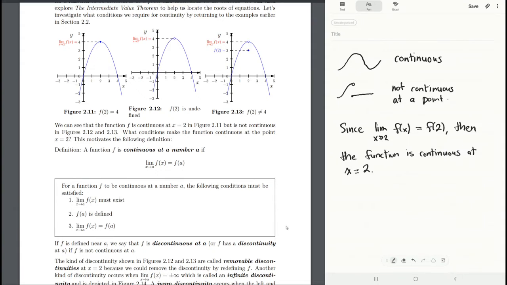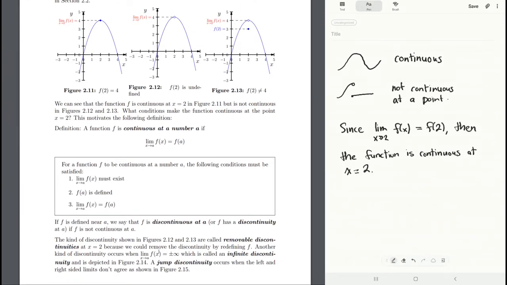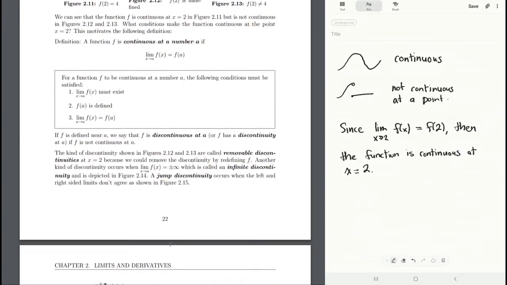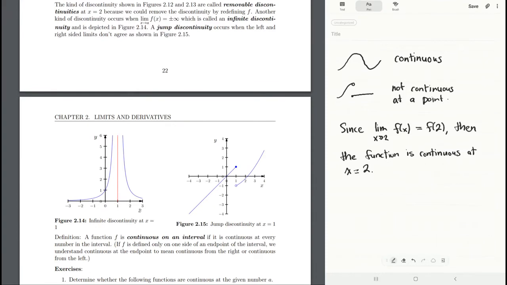Now another kind of discontinuity that can occur is when the limit of f of x as x approaches a goes to plus or minus infinity. These are called infinite discontinuities. A jump discontinuity occurs if the left and the right-sided limits do not equal the same value. So here are some examples of an infinite and a jump discontinuity.